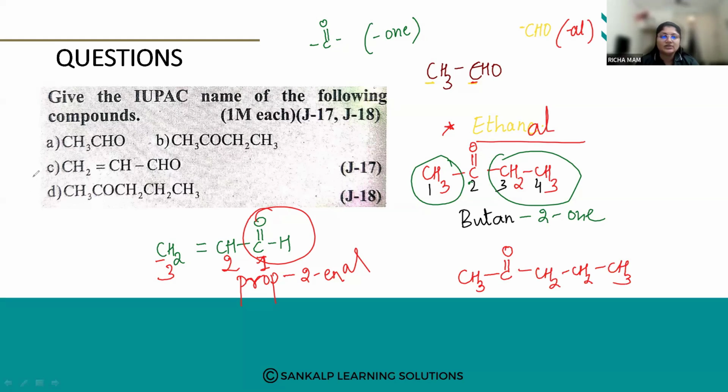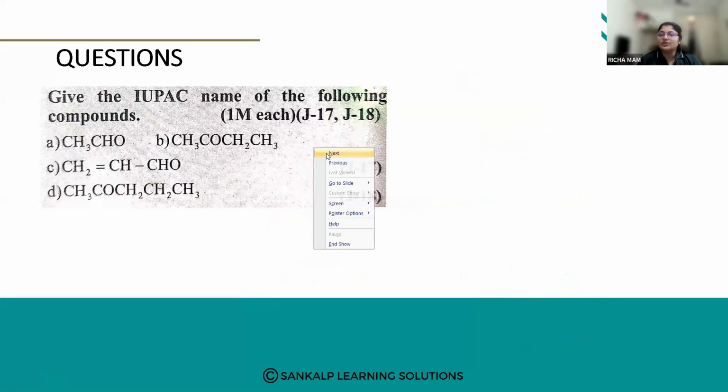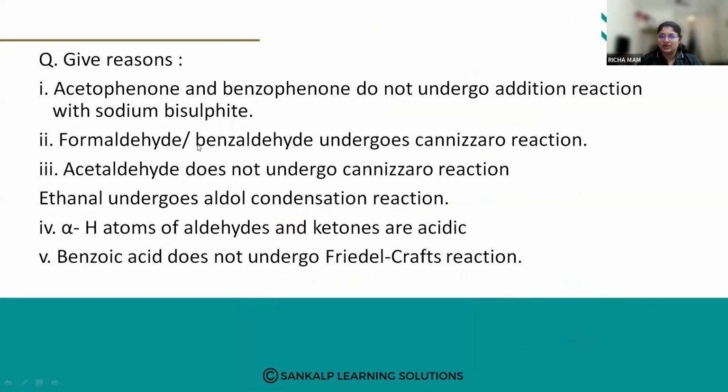Next compound: CH3, C double bond O, CH2, CH2, CH3. Number the carbon atoms: 1, 2, 3, 4 and 5, so it is pentane. At the 2 position you have one. Again it is a ketone, so it is pentan-2-one. Like this, any one structure will be asked for 1 mark, and they will ask you the IUPAC nomenclature.